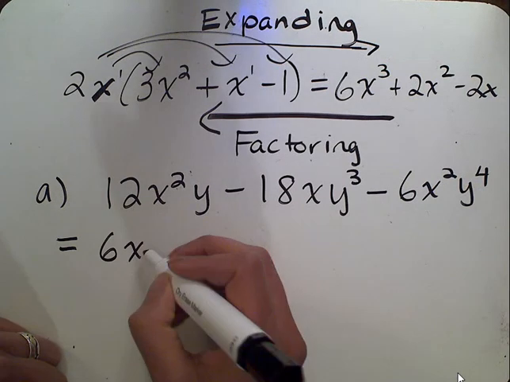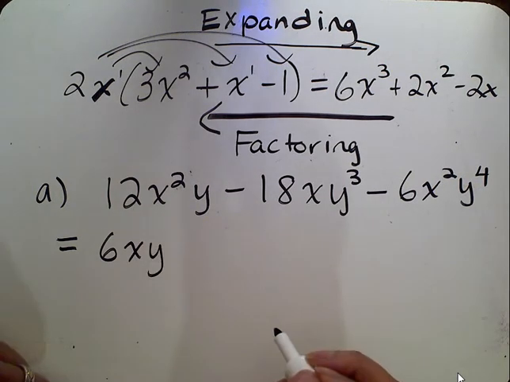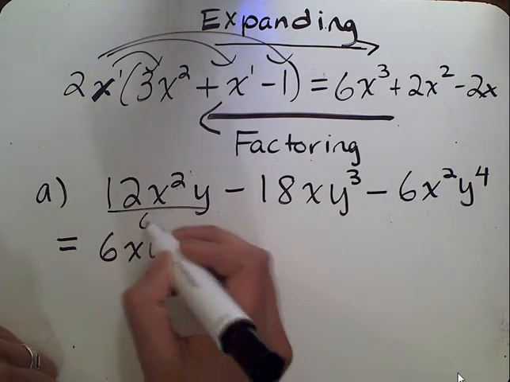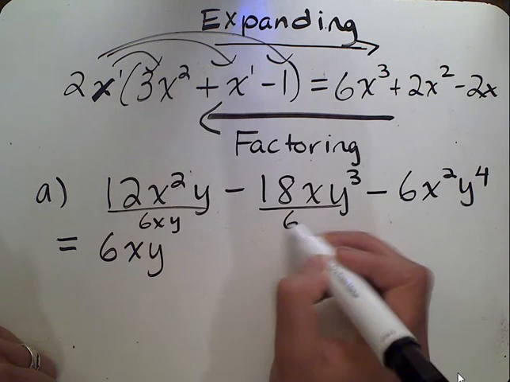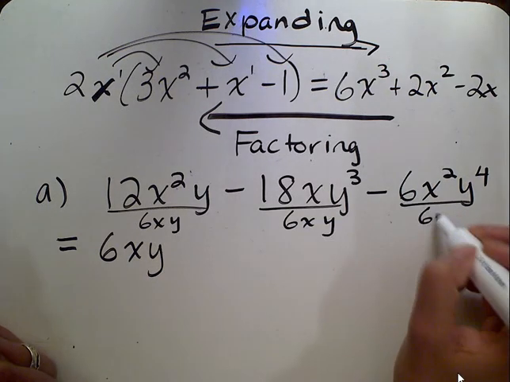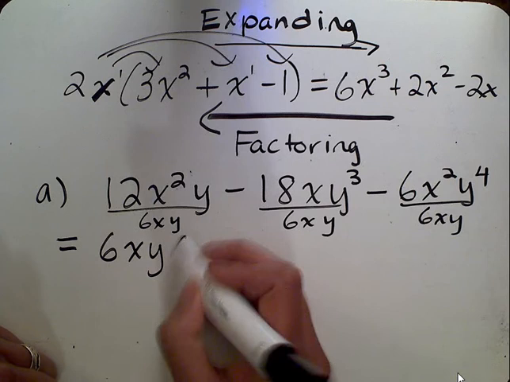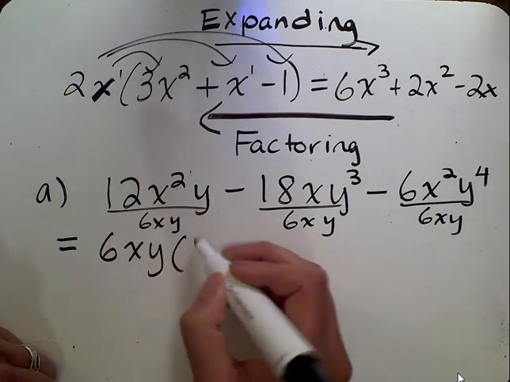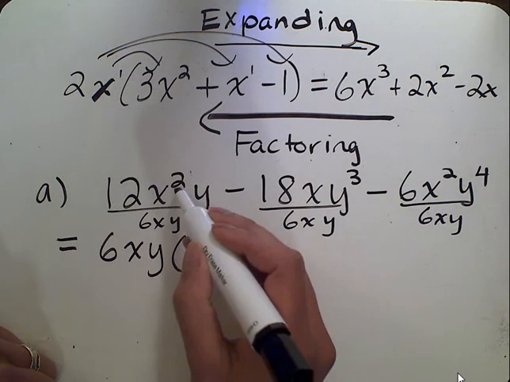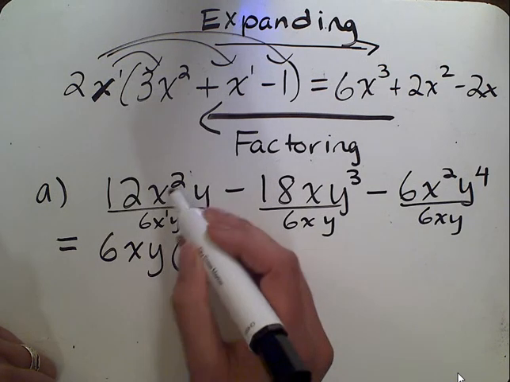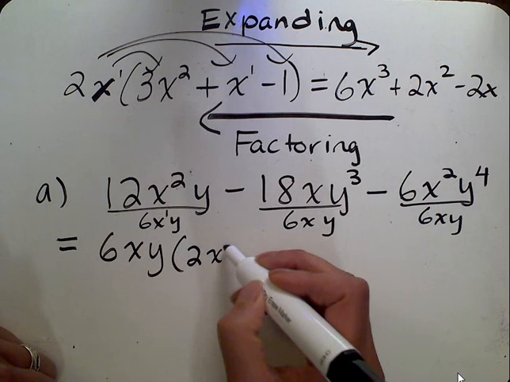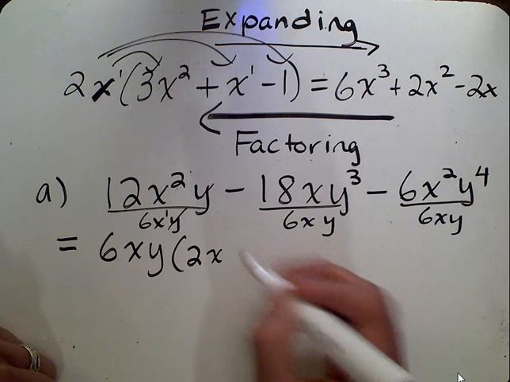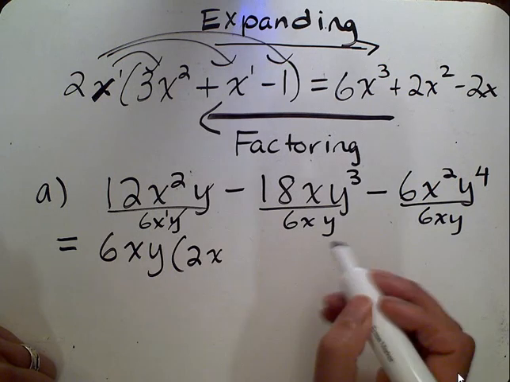Now, to figure out what goes in the brackets, I can divide each of these terms by the 6xy. This is one method to common factor. So 12x squared y divided by 6x squared y gives me 2. I'm dividing x squared by x, so I'm subtracting the exponent, and I have an x to the 1. I don't have to write the 1. And y divided by y cancels out. It becomes a 1. So that's just a 2x.